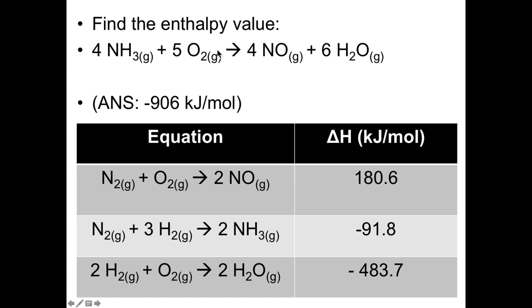Okay. So when you rearrange everything, you should get negative 906 kilojoules per mole. That one I'll probably work out together in class next time I see you guys and we talk about this item. So that's it for thermochemistry.